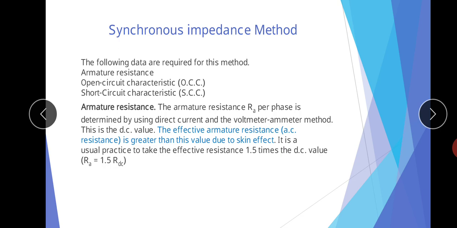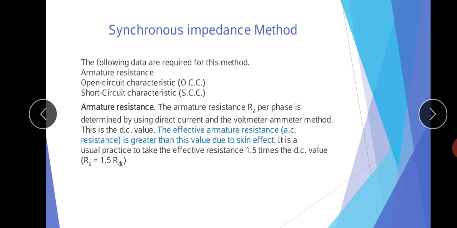Today we are going to discuss an important topic, that is the synchronous impedance method. If you did not see or learn the last class, try to learn that, as we are going step by step. So let's start the synchronous impedance method.